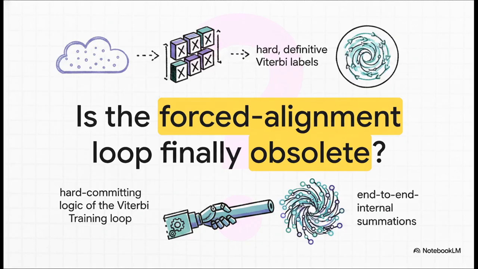So, this leaves us with a truly fascinating question. We've journeyed from soft probabilities to hard Viterbi labels and back again to end-to-end internal summations. With modern models beautifully handling alignment internally now, has the elegant, hard-committing logic of the Viterbi training loop permanently handed the baton to soft end-to-end systems? It is a profound shift in how machines learn to listen, and absolutely something to keep in mind as you dive deeper into the world of AI.